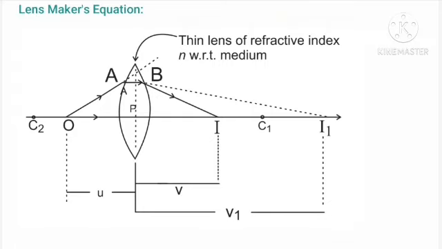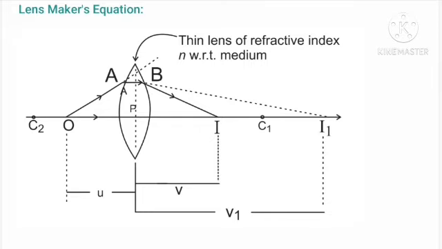In this diagram, we see one biconvex lens, which is constructed using two curved surfaces. These two curved surfaces are made from two imaginary spheres having radii of curvature r1 and r2. The object is placed at point O on the principal axis.